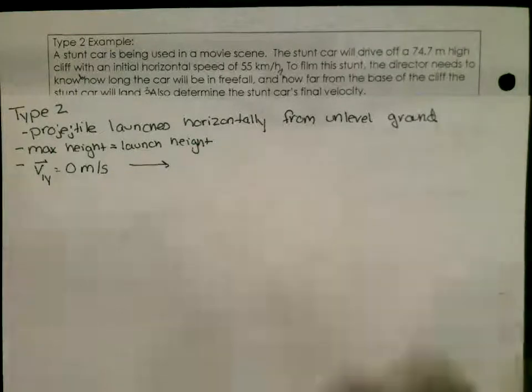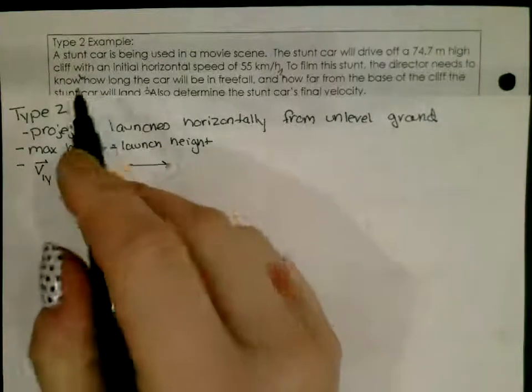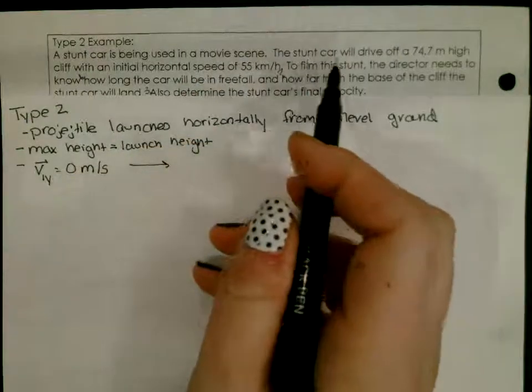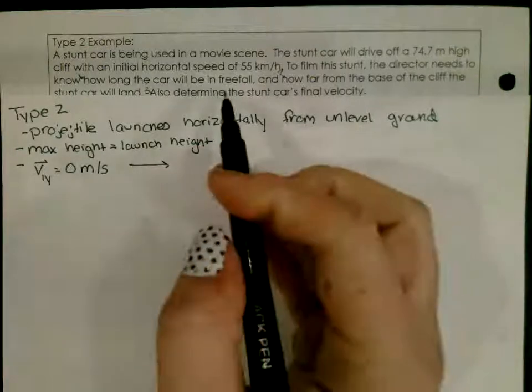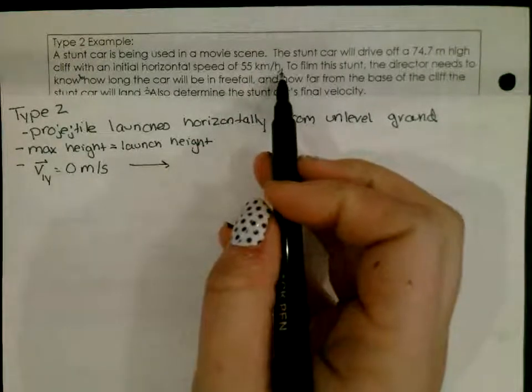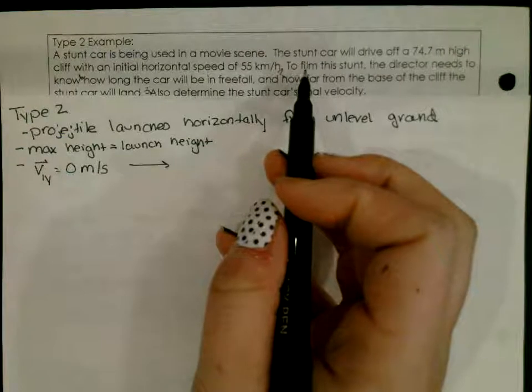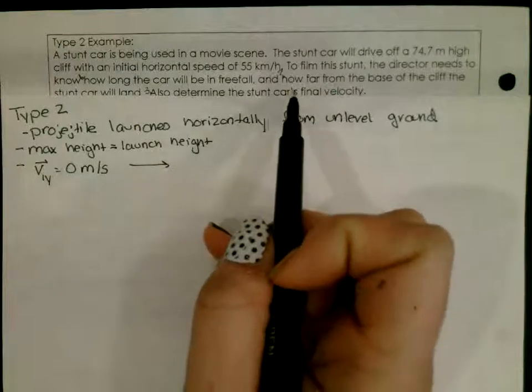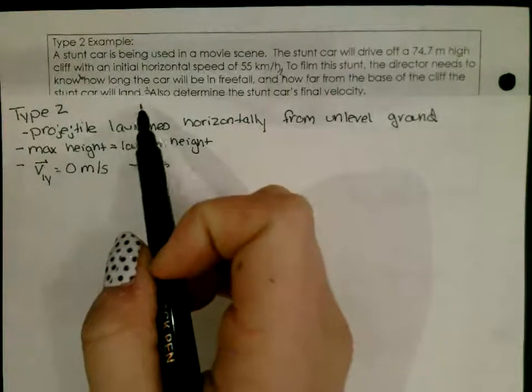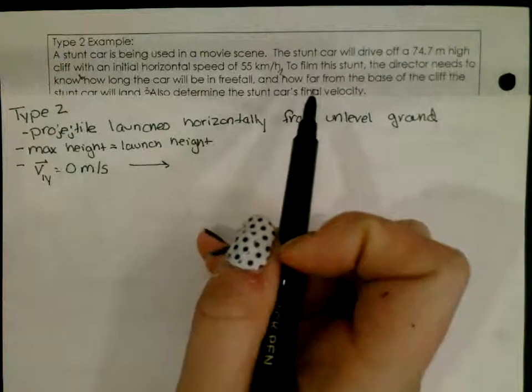So without further ado, let's look at this type 1 problem. Or type 2 problem. Maybe? Oh, I have the type 2 problem over here. A stunt car is being used in a movie scene. The stunt car will drive off a 74.7 meter high cliff with an initial horizontal speed of 55 kilometers per hour. To film this stunt, the director needs to know how long the car will be in free fall and how far from the base of the cliff the stunt car will land. Also determine the stunt car's final velocity.